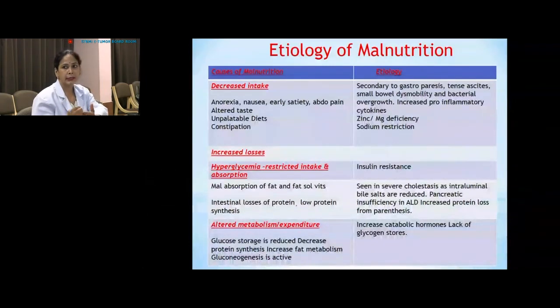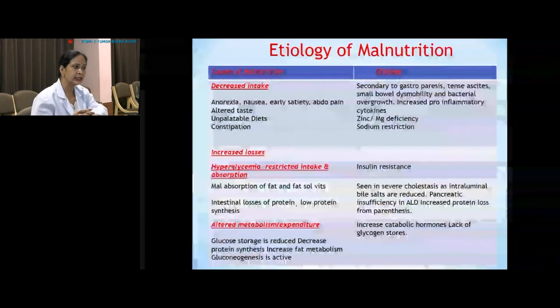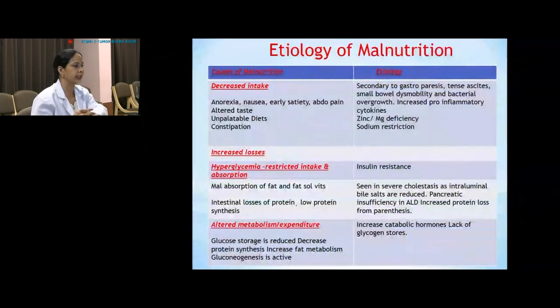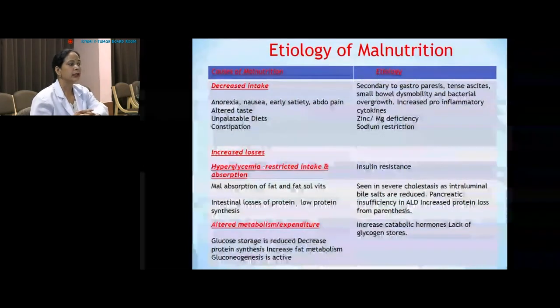restrictions, thinking that healthy food is not allowed in liver cirrhosis or hyperbilirubinemia patients. So they restrict their diet on their own. The diet becomes very unpalatable, and that leads to low intake and constipation. It is secondary to gastroparesis, tense ascites, small bowel dysfunction or paralytic ileus, zinc deficiency and manganese deficiency, which leads to low dietary intake, increased losses, hyperglycemia, and restricted intake because of ascites.